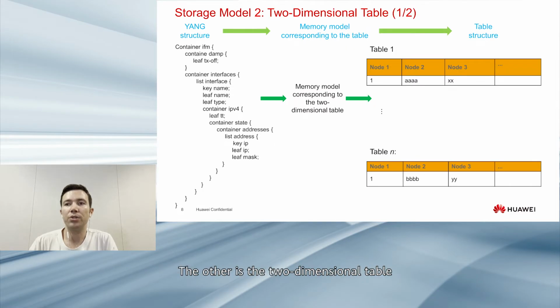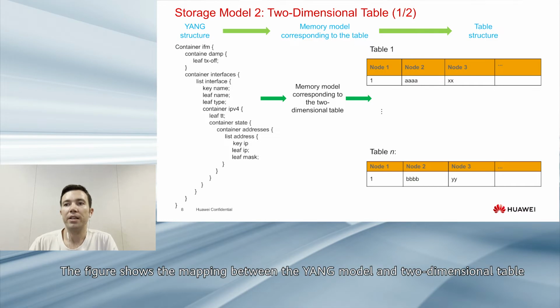The other is a two-dimensional table. Unlike the JSON table model, this model uses a database column to store a node value, which can be leaf or leaf list, in the database. Similar to JSON, nodes in the Yang model also need to be split into tables of storage based on specific rules. The figure shows the mapping between the Yang model and two-dimensional table.